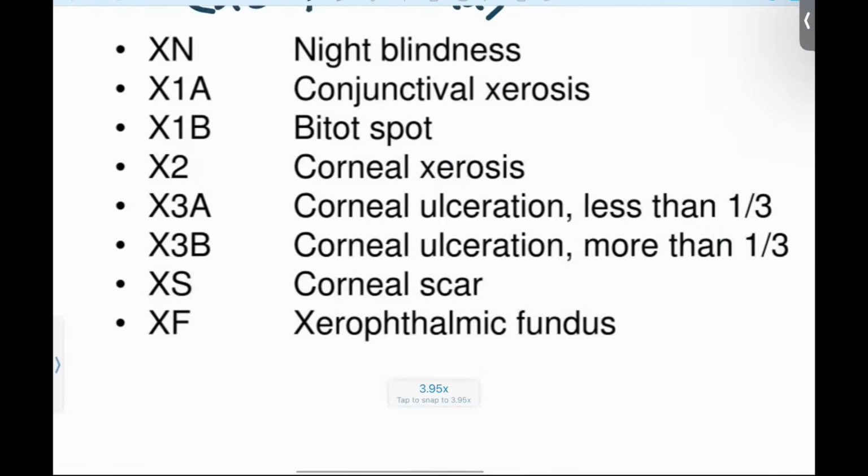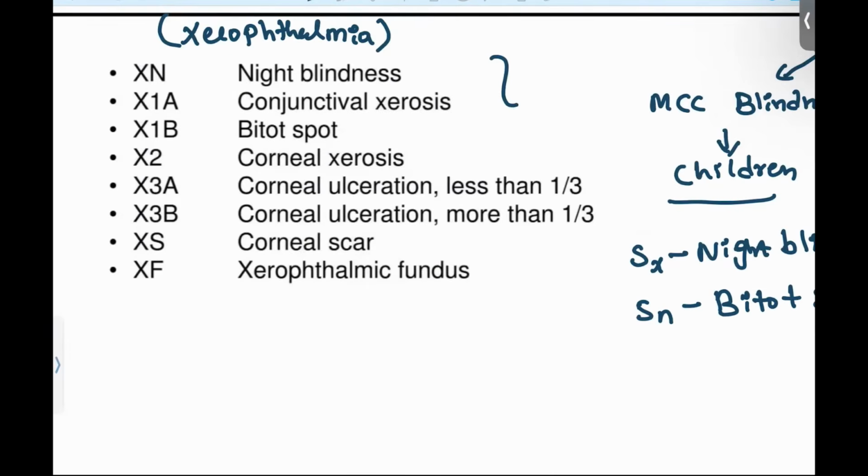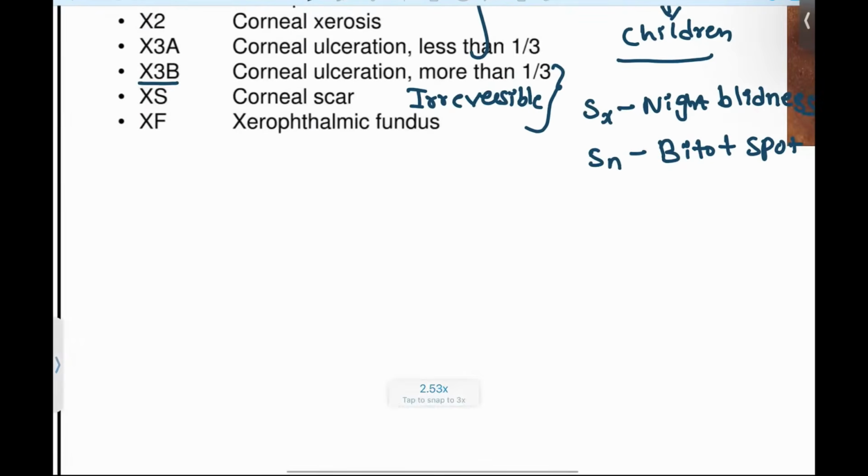And this classification is also commonly asked. Xerophthalmia 1A and 1B belong to the reversible stages. So all of these conditions up to corneal ulceration 1/3 are reversible only. If you treat early with vitamin A, then most likely the patient will be treated well. But after xerophthalmia, third stage B, this is completely irreversible. So there is a high chance that the patient can have irreversible blindness. So please intervene immediately.